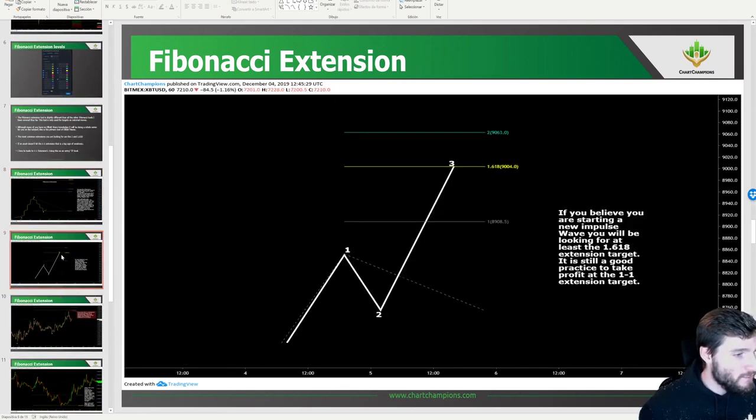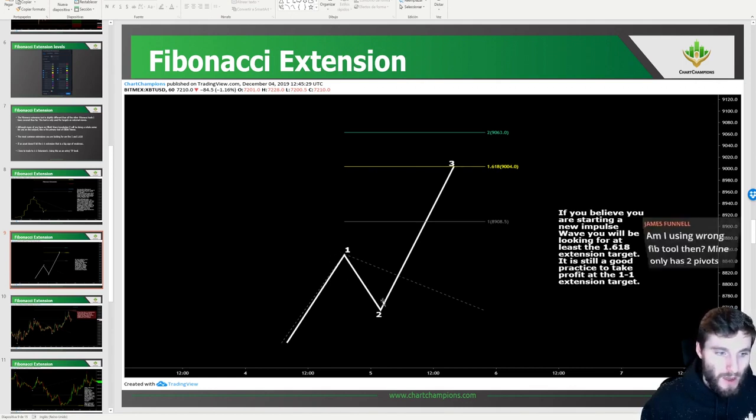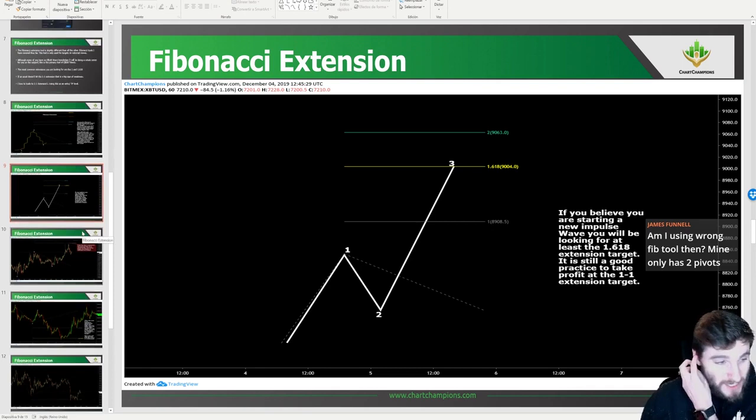Okay, so this was then the next slide that I wanted to do. Again, this is looking at it in terms of just counting waves. So this is wave 1, wave 2, wave 3. For an example, you'd be going from the low to the high to the low. If you think this is moving up impulsively, then you would be looking for the 1618. So low, high, low, 1618. You could take profits at the 1. Again, I'm going to go through examples of this in a minute, because for me it's a lot easier to explain it like this with examples.